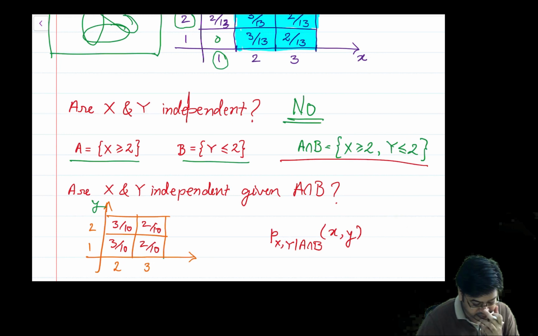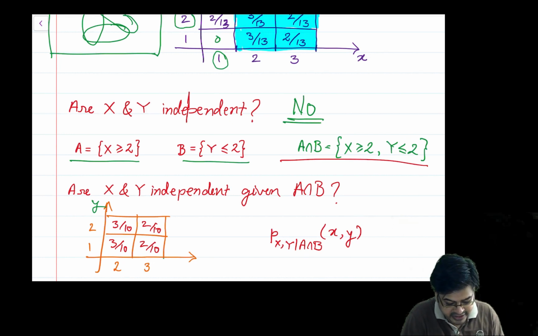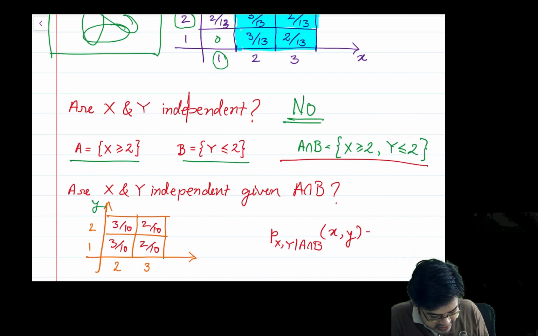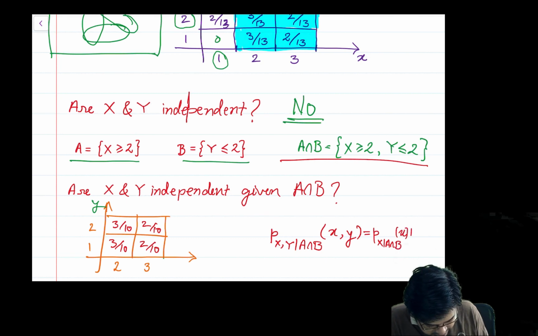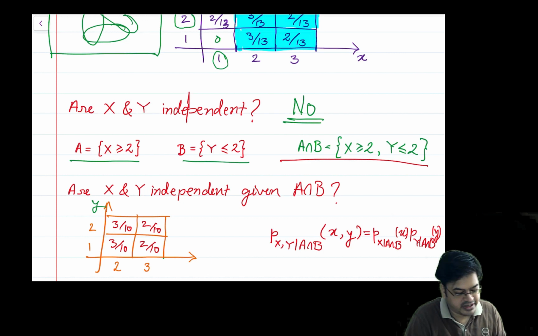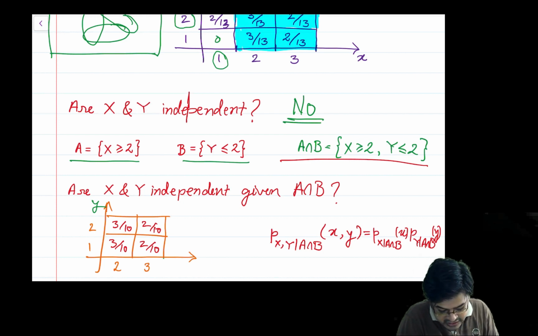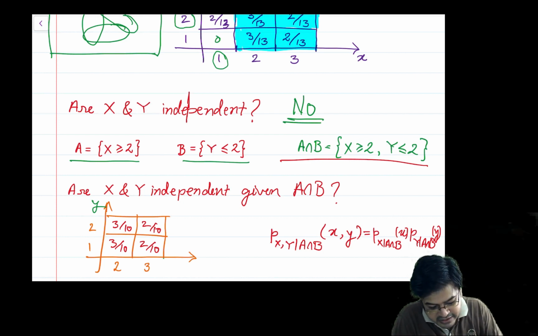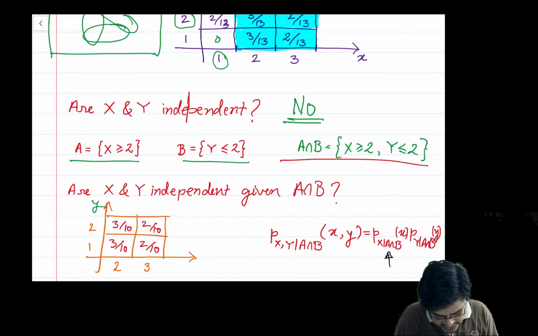Okay. So now I want to check whether these events are independent. That means what do I need to check? I need to check whether Px given A intersection B of x, into Py given A intersection B of y, is equal to the conditional joint PMF. So for this I need these marginal PMFs 1 and 2.